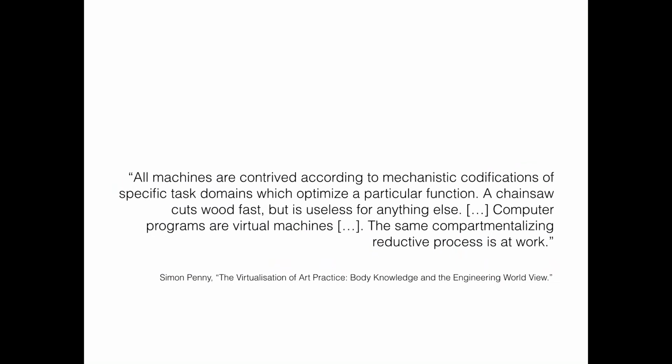All machines, no matter what their purpose, are contrived according to mechanistic codifications of specific task domains, which optimize a particular function. A chainsaw cuts wood fast, but is useless for pretty much anything else. Computer programs are just virtual machines. The same compartmentalization and reductive processes are at work.